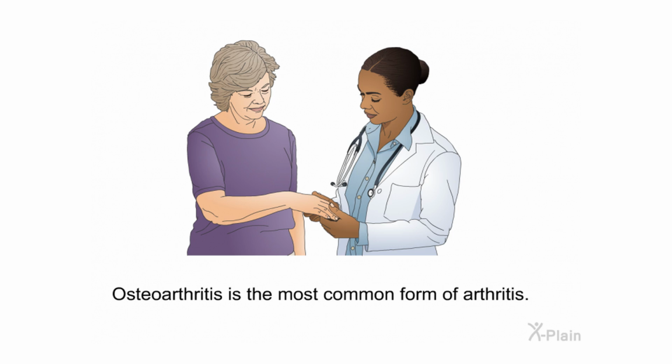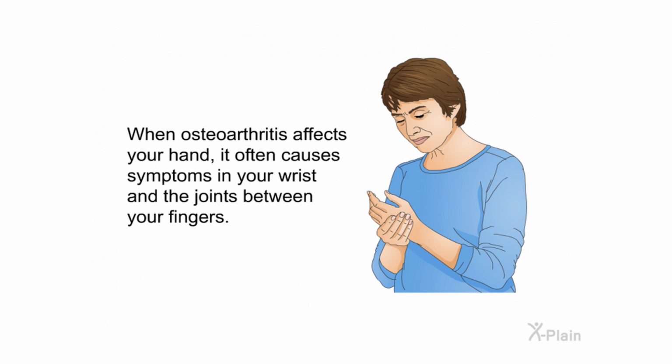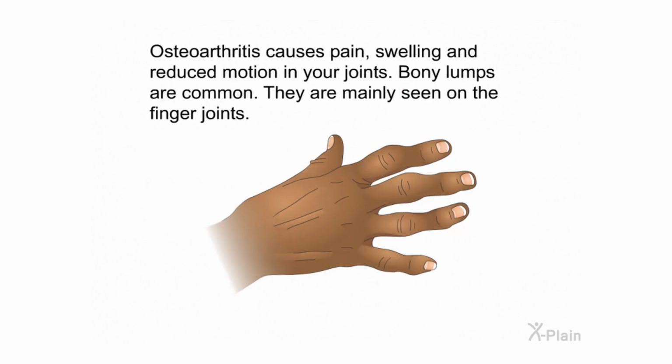Osteoarthritis. Osteoarthritis is the most common form of arthritis. When osteoarthritis affects your hand, it often causes symptoms in your wrist and the joints between your fingers. Osteoarthritis causes pain, swelling, and reduced motion in your joints. Bony lumps are common. They are mainly seen on the finger joints.